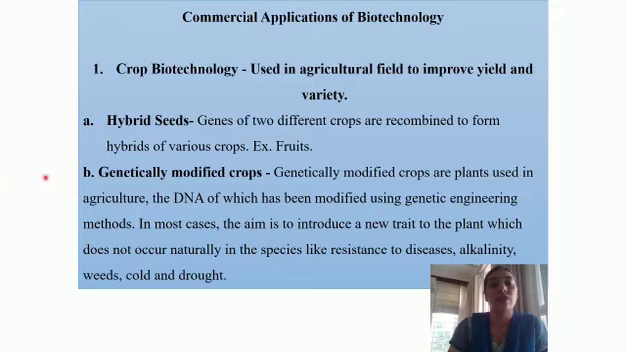And the next one is genetically modified crops. Here you are actually introducing a gene that does not belong to the plant, but it has been deliberately introduced, or the genetic constitution has been modified, and plants with various characteristics like resistance to diseases and cold, drought, attack by insects and pests are being grown.